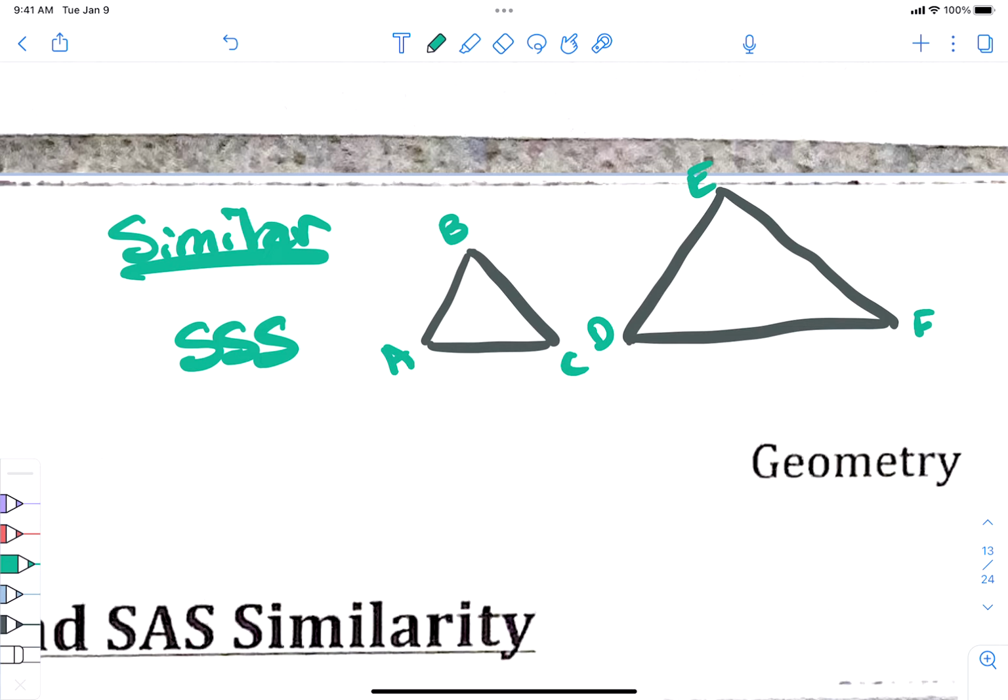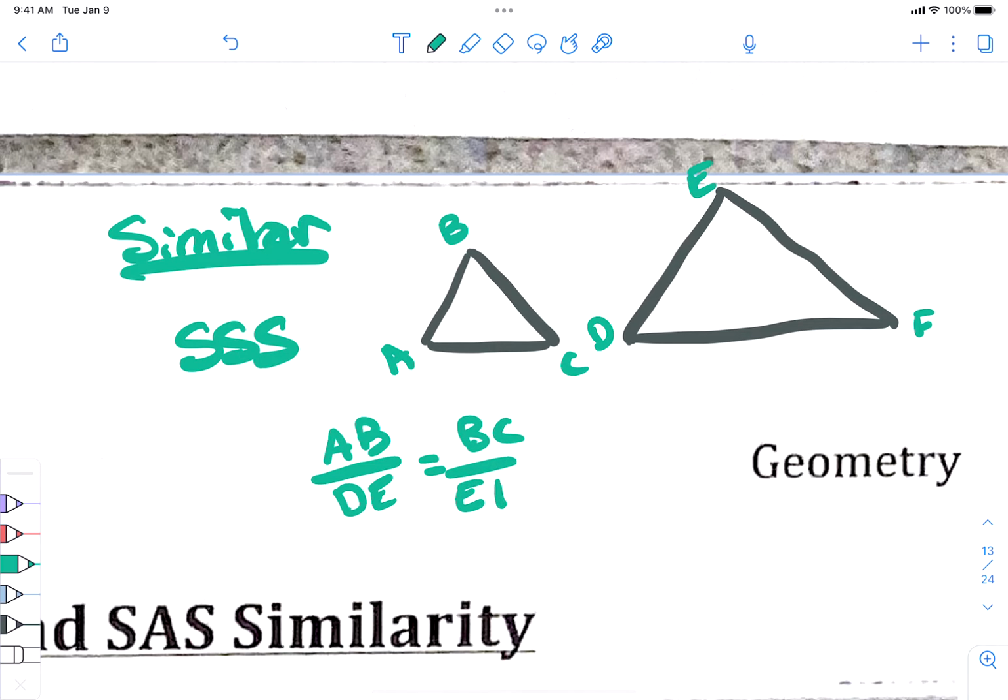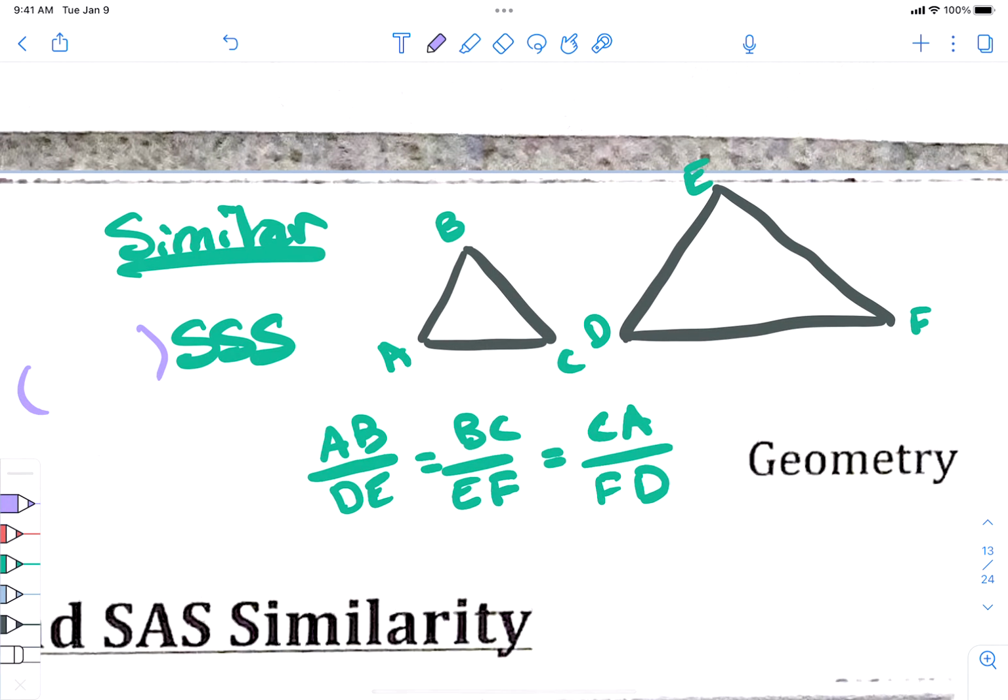The way I prove side, side, side is saying that side AB over side DE is going to be the same as BC over EF, which is the same as CA over FD, right? So the proportions are the same. The ratios are the same. So I'm going to do ratios over here. It's not looking at the lengths themselves. It's looking at the ratios, okay?